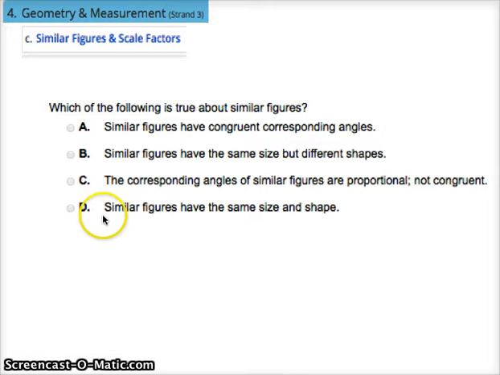And then lastly, similar figures have the same size and shape. Nope, that would be congruent. Congruent is when they're exactly the same. So letter A was true. Their matching angles are the same.